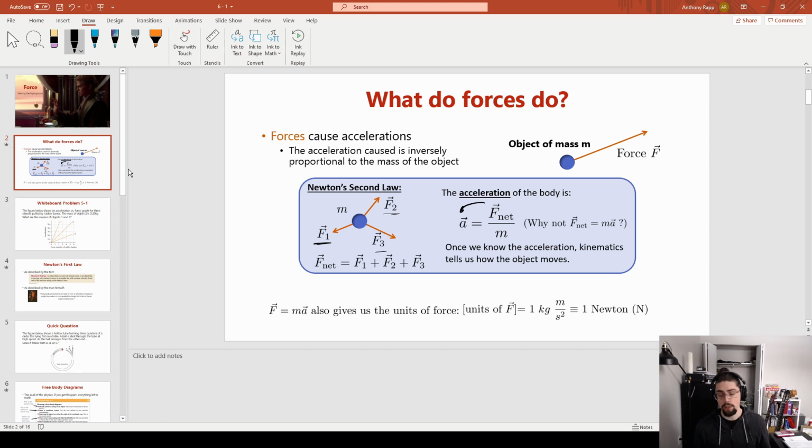The unit of force is a kilogram meter per second squared, which is a mouthful to say, so instead we just call it 1 Newton. Right? Again, if you do a bunch of stuff in science, then you get stuff named after you. That's just kind of the way it goes.